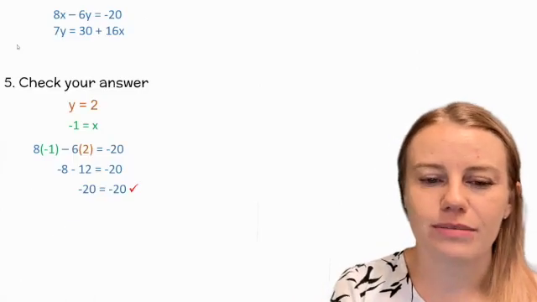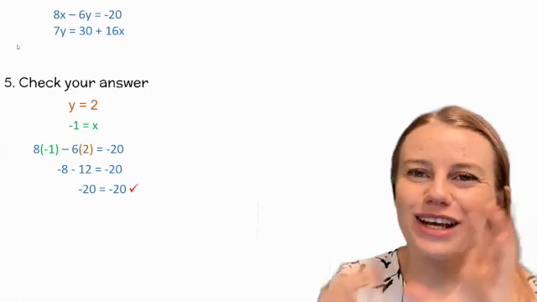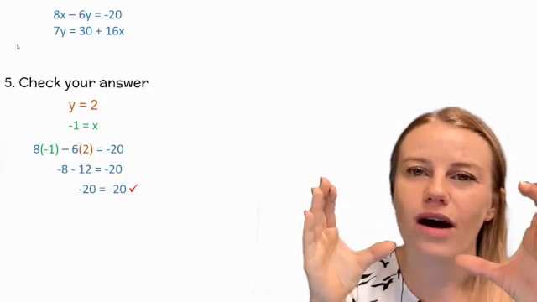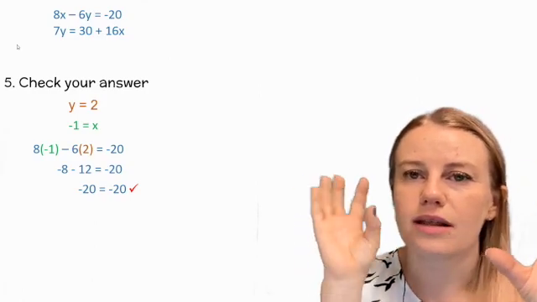Oh, I didn't put on it. So our answer in coordinate form, negative 1, comma 2. X and then y. All right, let me know if you have any questions with this addition method.